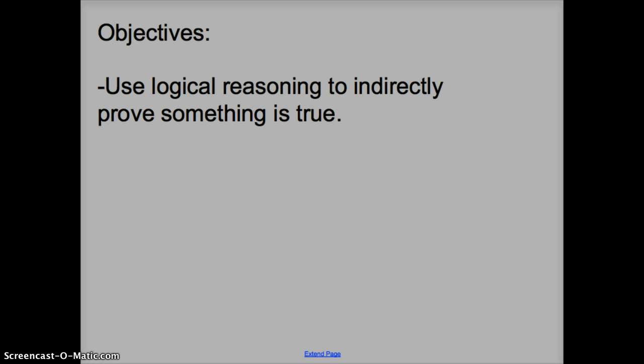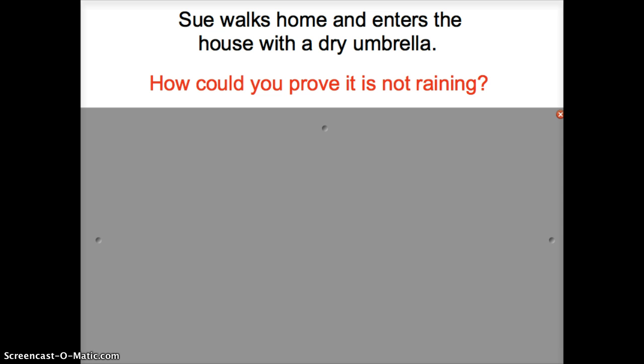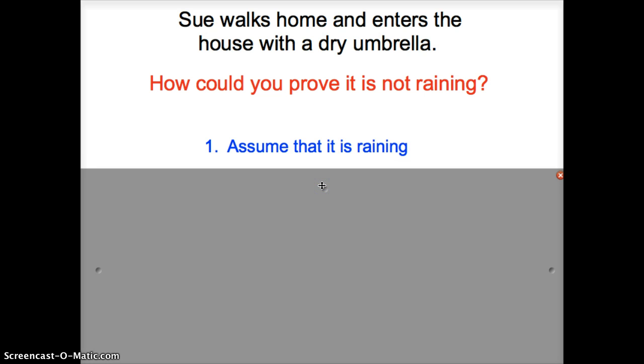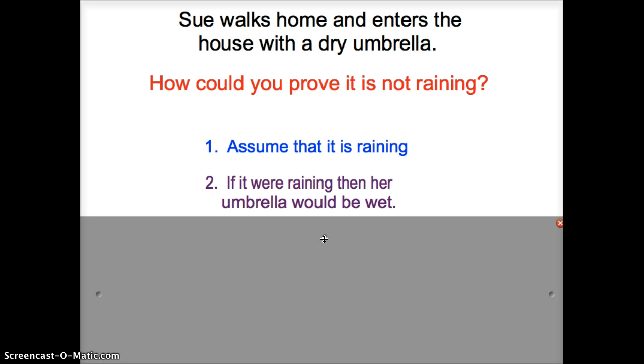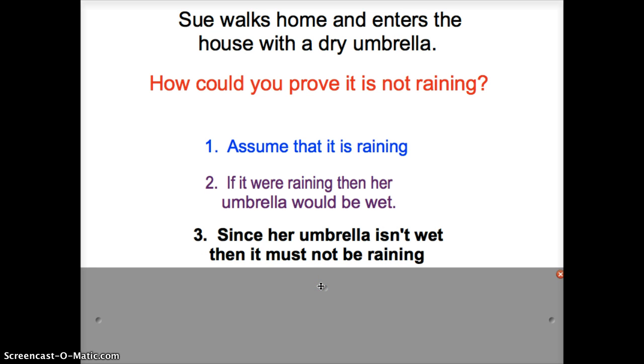An example of this would be to show if Sue was walking home and enters the house with a dry umbrella, how could you prove that it's not raining? Well, to do that, you would have to think of what would happen when it actually was raining, and the first step would be to assume that it is raining. If it were raining and Sue had an umbrella, what would that umbrella look like? The umbrella would be wet if it were raining outside. Because her umbrella is dry, we could assume that it's not raining outside and then make that conclusion.